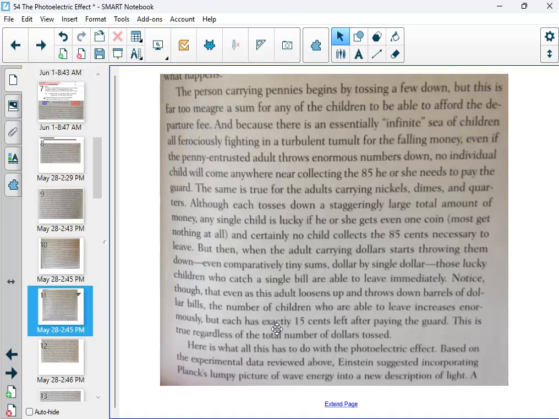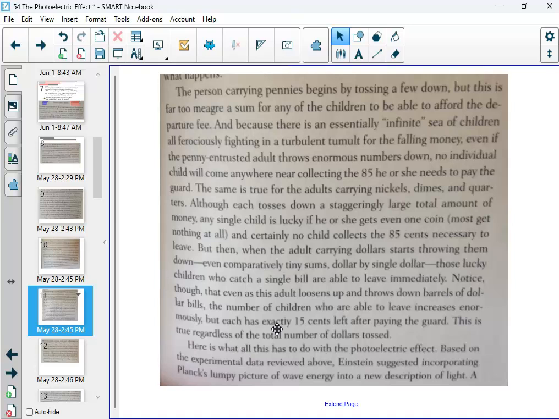Although each can toss down a staggeringly large amount of money, this is the intensely bright light, right? If any single child is lucky, he or she is only going to get a coin. Most are going to get nothing at all because you're throwing money down at an infinite sea of children, right? And certainly no child collects the 85 cents necessary to leave. But then when the adult carrying dollars starts throwing them down, even in comparatively tiny sums, literally $1 by $1, right? Those lucky children who catch a single bill are able to leave immediately.